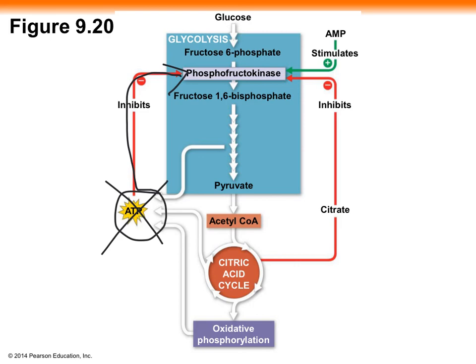Other things from the citric acid cycle, like citrate, can also go back and inhibit as well. When levels of citrate get high, it will go back and inhibit steps in glycolysis. When citrate levels get low, then it will not be there to inhibit anymore, and the process can continue.